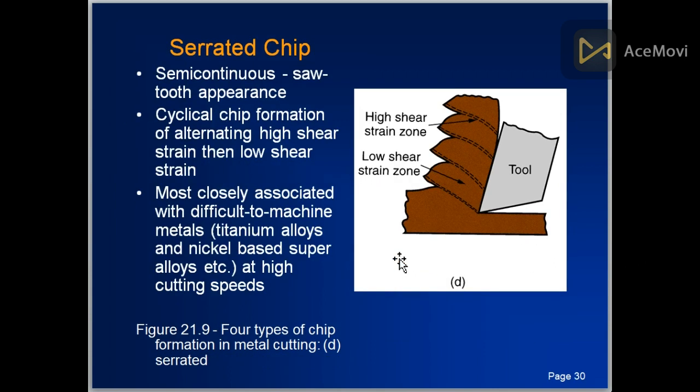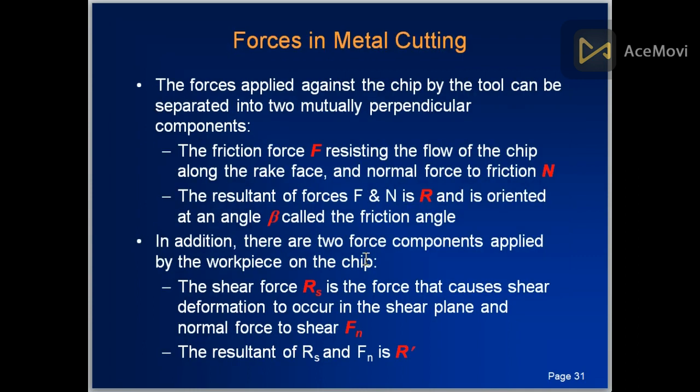Serrated chips. This is the term that I used before. It has a semi-continuous sawtooth appearance, like sharp edges. This is the high shear zone. This is the low shear strain zone. This is the high shear strain zone. So these are the four types of chips.